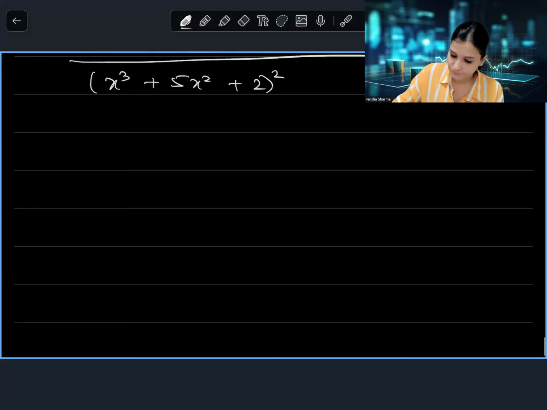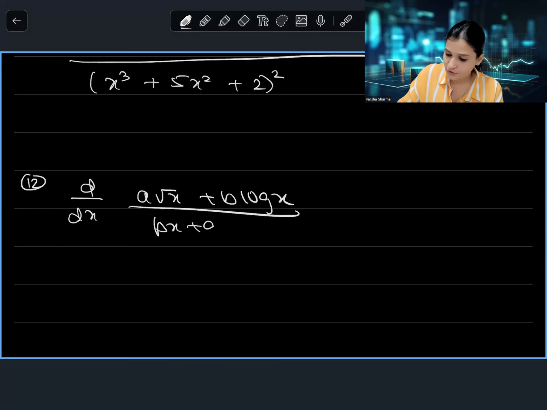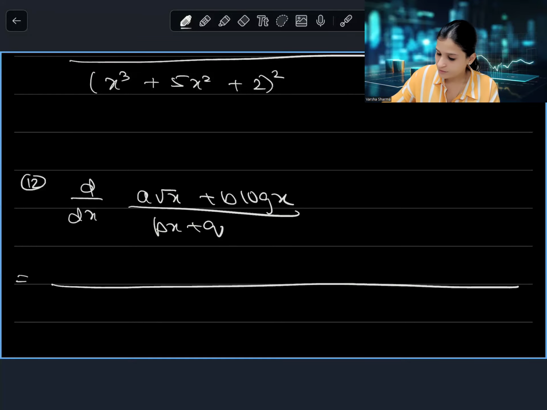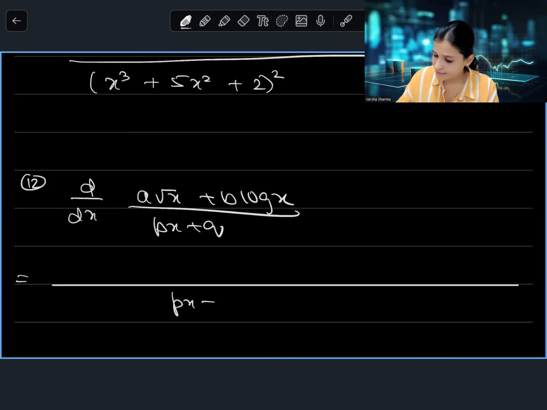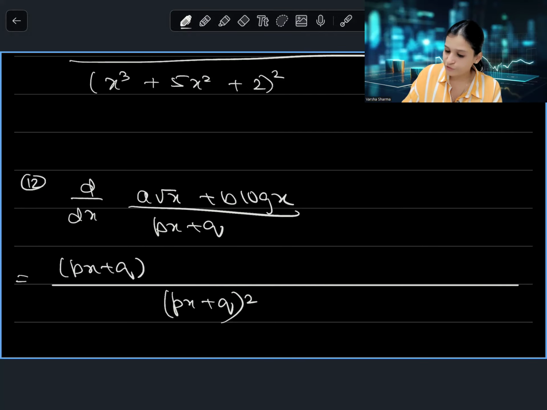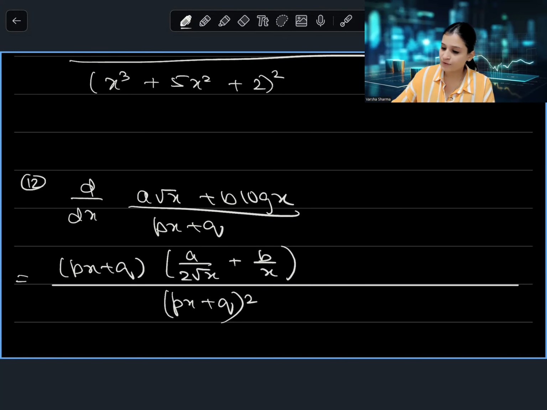Next, 12. d/dx of (a root x plus b) log x upon (px plus q) whole square. So I leave px plus q, differentiation of the numerator: a upon 2 root x plus b by x, minus I leave (a root x plus b) log x, differentiation of the denominator is p.